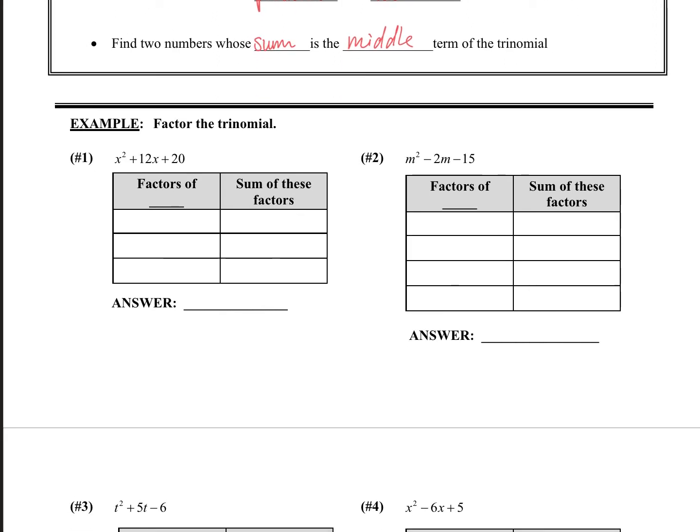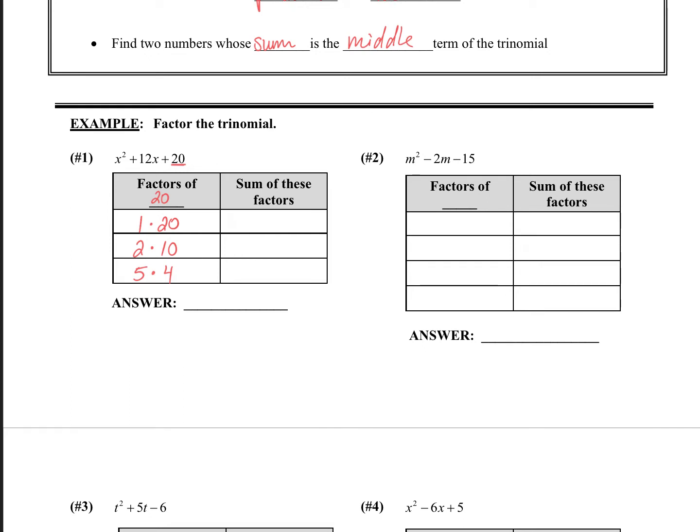So factoring a trinomial. The first thing we're going to do is find factors of the last term. So we're going to find factors of 20. That would be 1 and 20, 2 and 10, and 5 and 4. All right, so looking for the factors of 20.